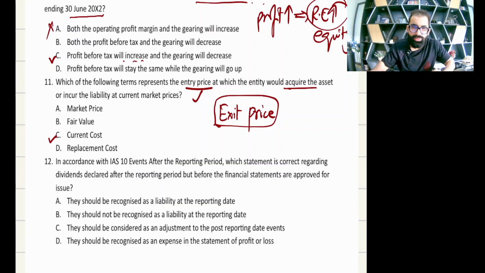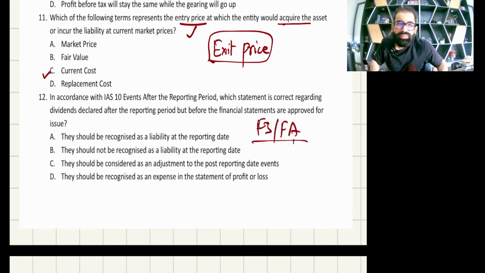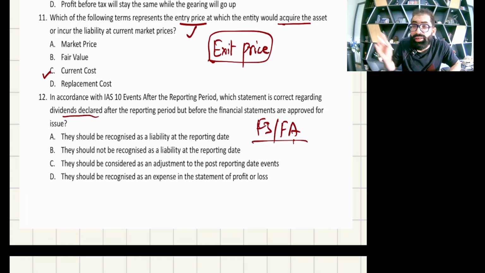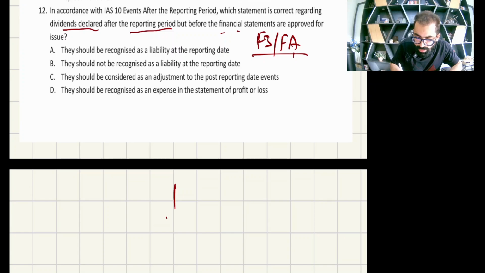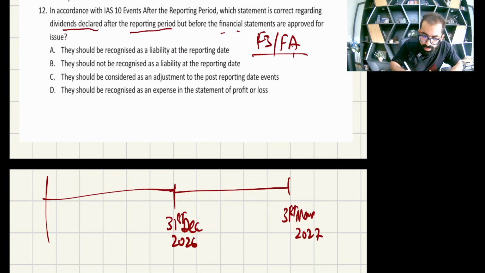Okay, fair value option. Now, in accordance with IS 10, this is again an F3 level question, an FA level question. Every time I teach this in FA. In accordance with IS 10, events after the reporting period, which statement is correct regarding dividends declared after the reporting period but before the financial statements are approved? Okay. So let us say your accounting period ends 31st December 2026, and on this date your financial statements are being approved.